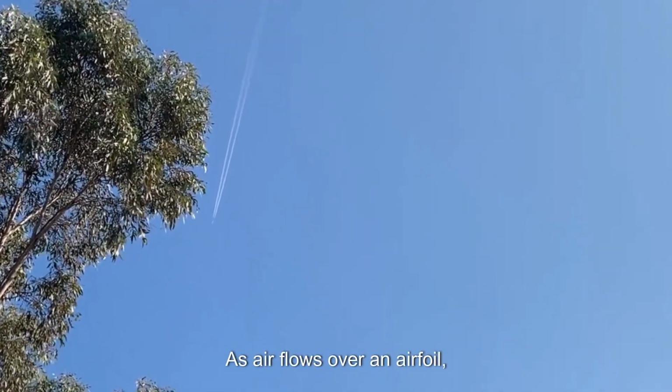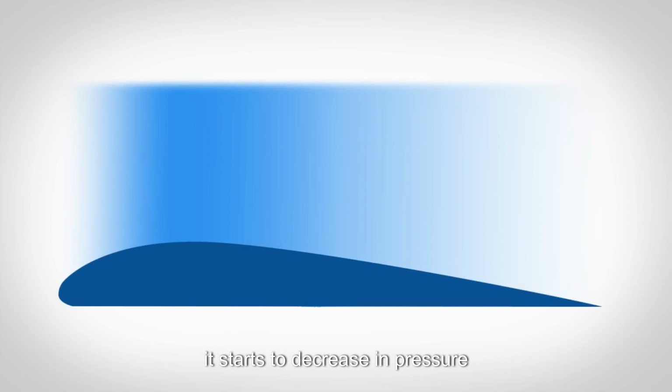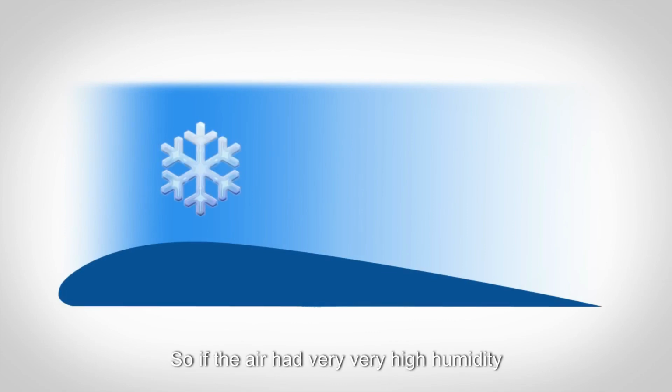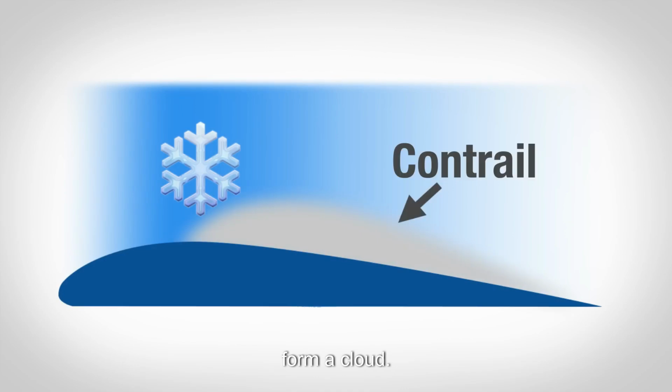As air flows over an airfoil, it starts to decrease in pressure. And as that pressure drops, so does the temperature. So if the air had very, very high humidity and that temperature starts to drop, it may start to condense out the water and form a cloud.